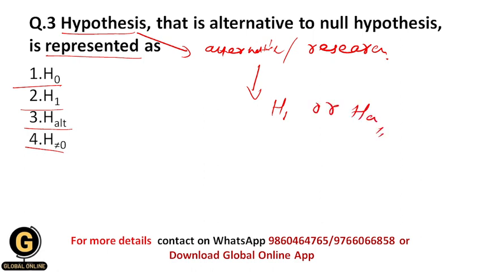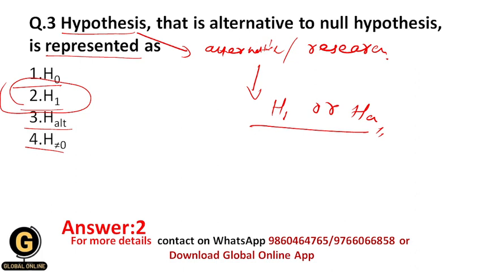Okay, all of you getting? And that's why here your correct answer is H1, because alternative hypothesis is denoted by H1, not HALT. So most of the students make mistakes in these denotations, but your correct answer is H1 or HA. But here the HA option is not given, and that's why your correct answer should be H1.